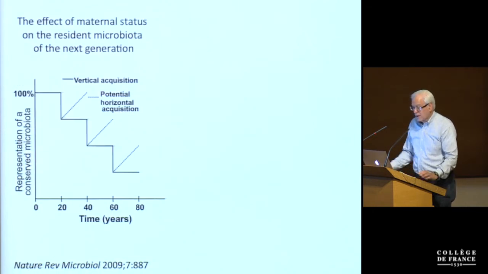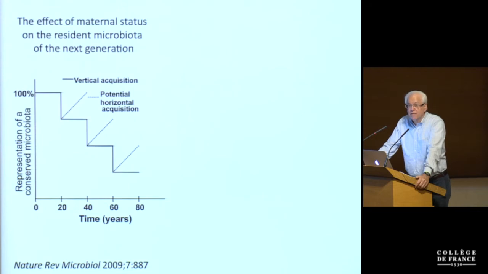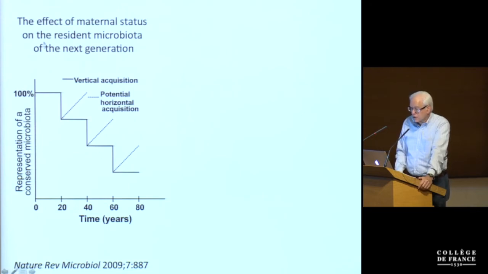Now, about a decade ago, the late Stan Falco and I enlarged this concept, which is shown here, the effect of maternal status on the resident microbiota of the next generation. Our idea is that ancient moms had an ancient microbiota, which they would pass on to the next generation. But if they lost microbes and couldn't regain them horizontally, then the next generation would be born at a deficit, and so on and so forth.